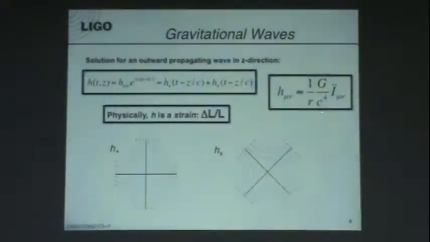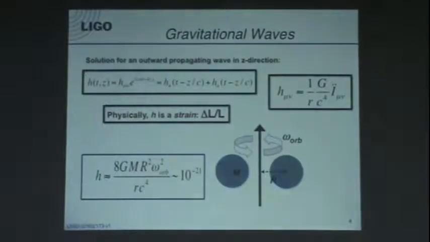And there's that factor G over c to the fourth, which necessarily means that these waves are going to be very tiny. I can take a sample condition, much like we would measure if we were looking for black holes. If I take two objects, separate them by a few Schwarzschild radii, and put about 10 solar masses into each of them, this equation here reduces to this equation here.